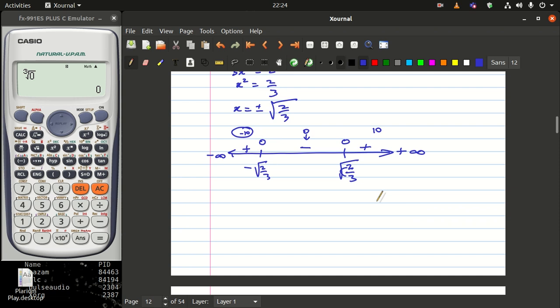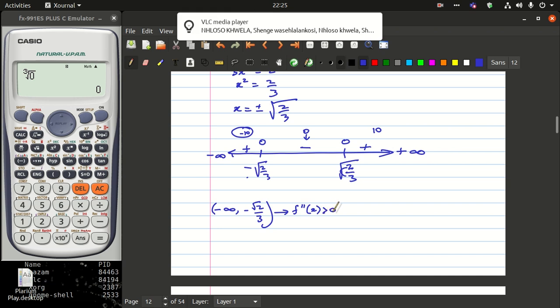What does this mean? The second derivative is actually positive in this interval. The second derivative is negative here. The second derivative is positive here. In other words, if I am moving from negative infinity to negative square root of 2 over 3, what does this mean? It means that from this interval, I know that the second derivative with respect to x is bigger than 0, or positive.